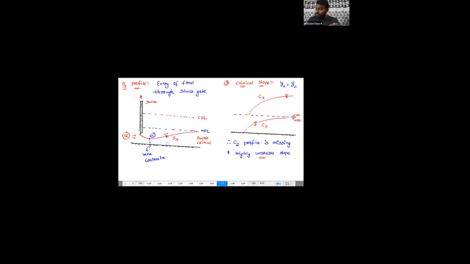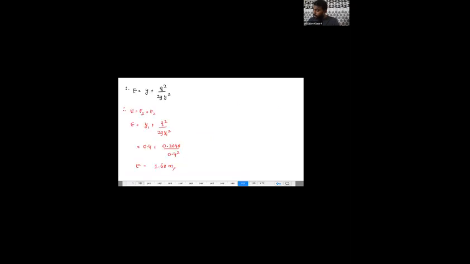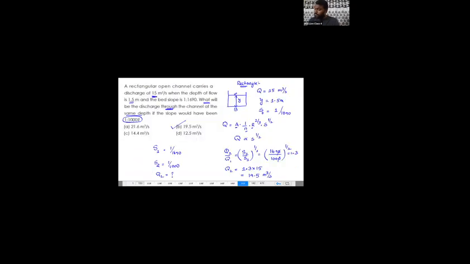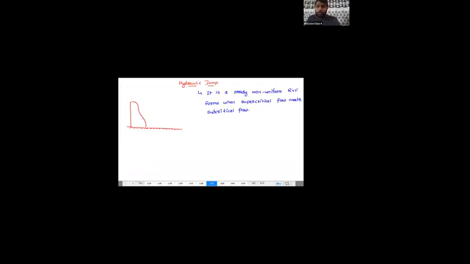Mild slope. Okay. So generally we prefer lesser slopes on the downstream side. So now we are going to prefer the mild or flat slopes on the downstream side.